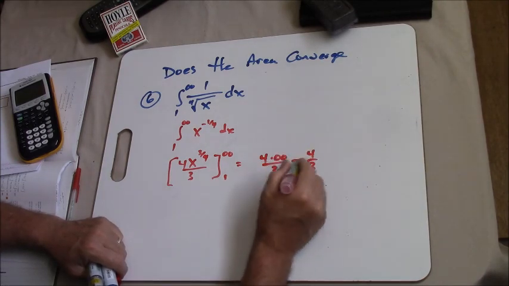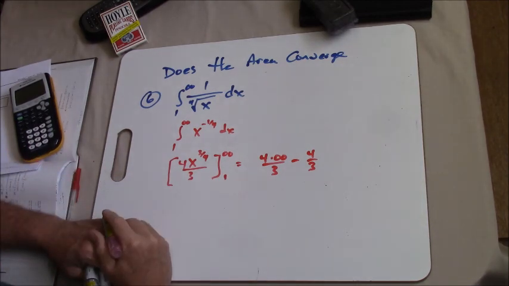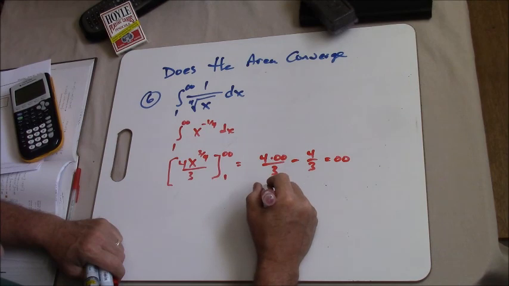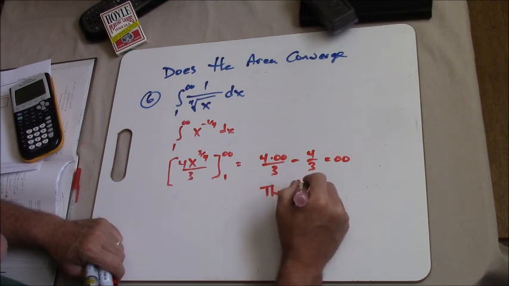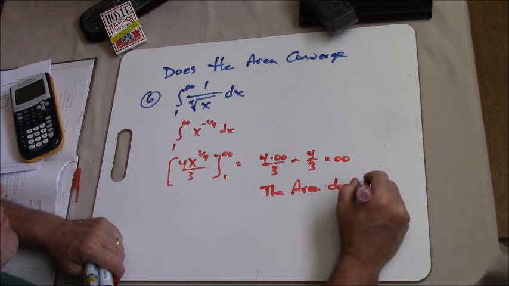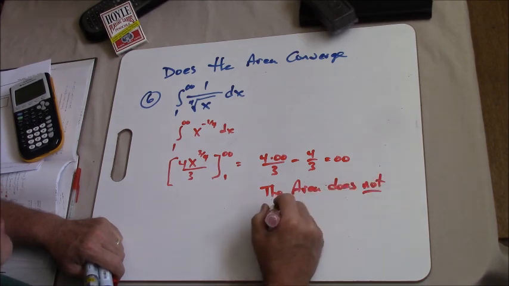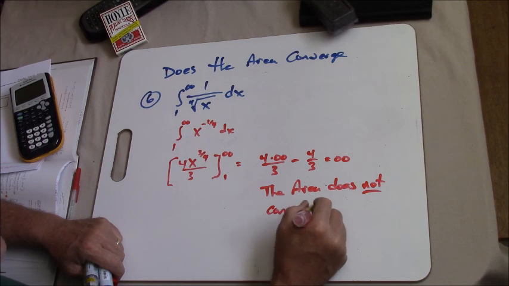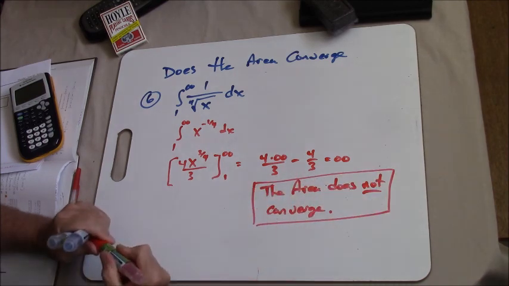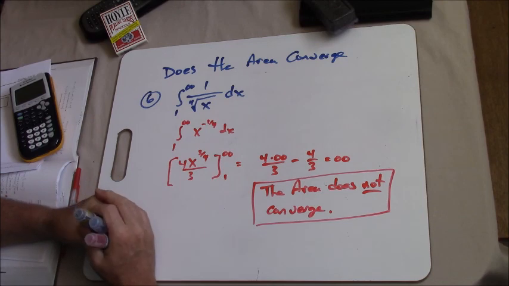Well, infinity minus 4/3, 4/3 is nothing. And so that equals infinity. So I would say that the area does not converge. We're going to have an infinite amount of area underneath this curve.